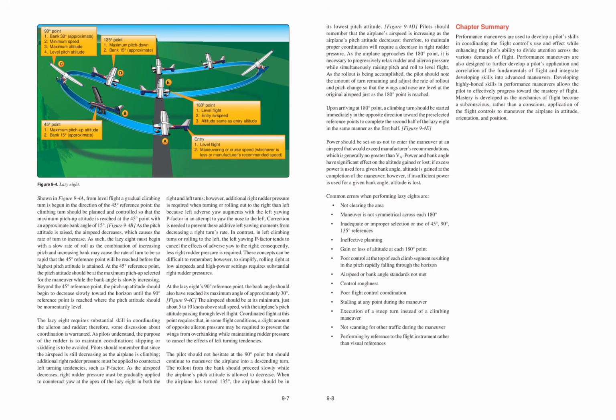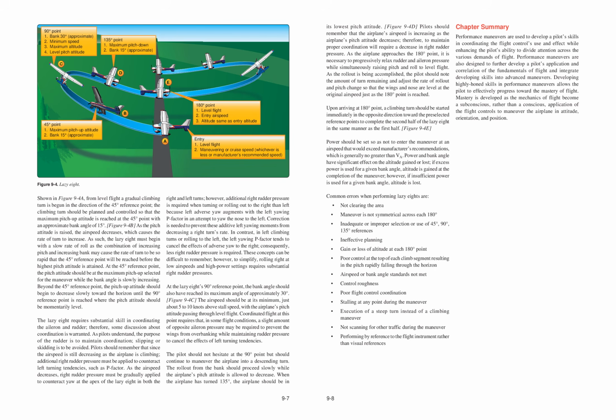Power should be set so as not to enter the maneuver at an airspeed that would exceed manufacturer's recommendations, which is generally no greater than Va. Power and bank angle have significant effect on the altitude gained or lost. If excess power is used for a given bank angle, altitude is gained at the completion of the maneuver. However, if insufficient power is used for a given bank angle, altitude is lost.